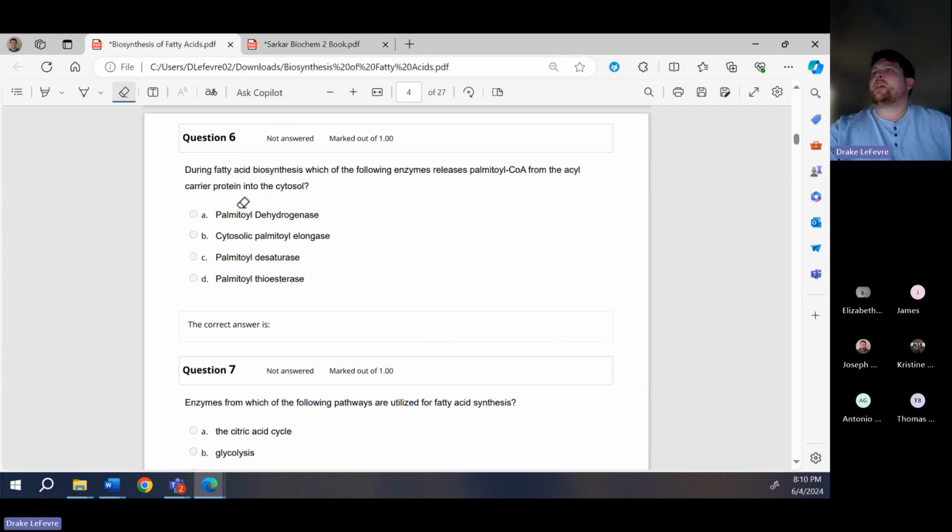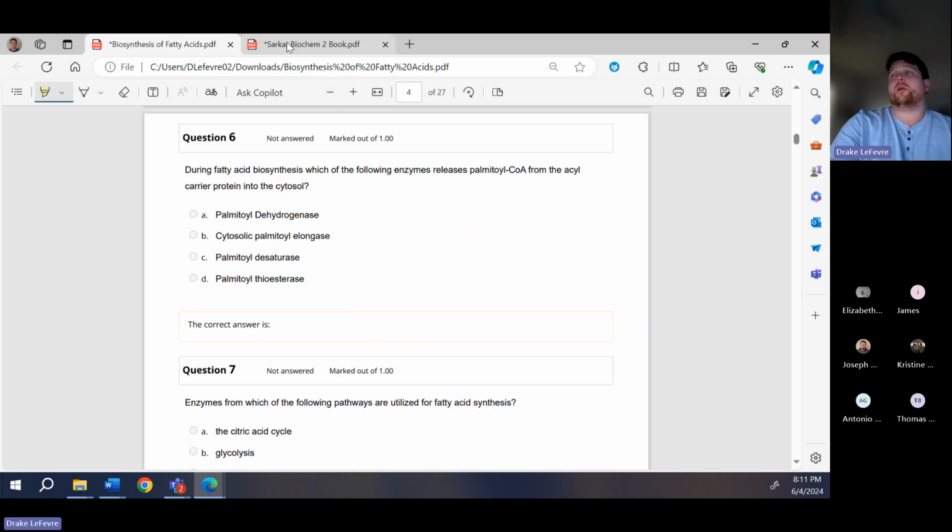Next question. And again, at a point, you guys have questions, comments, things are confusing, stop me, let me know, and we can take a little bit more time walking through stuff. During fatty acid biosynthesis, which of the following enzymes releases palmitoyl-CoA from the acyl carrier protein into the cytosol?